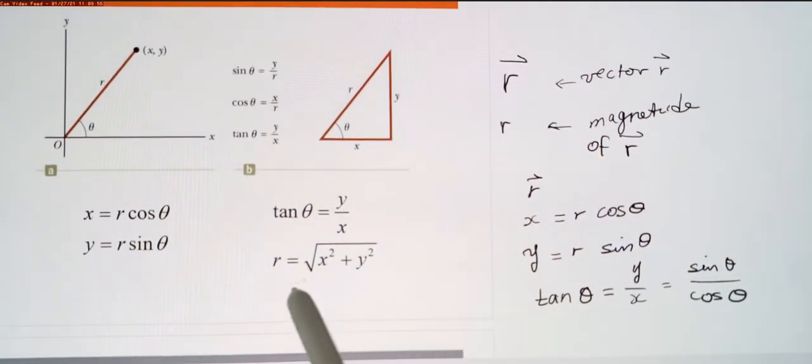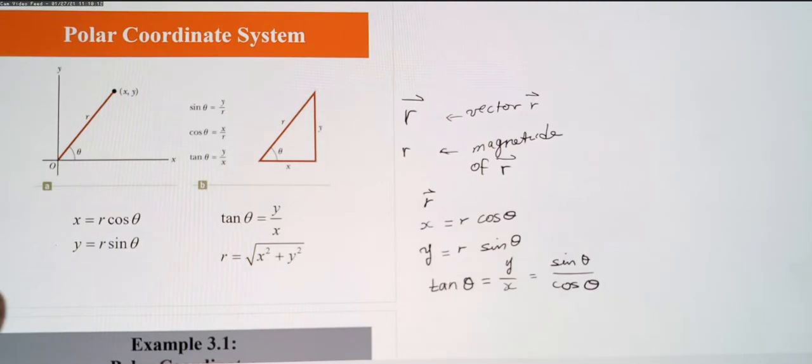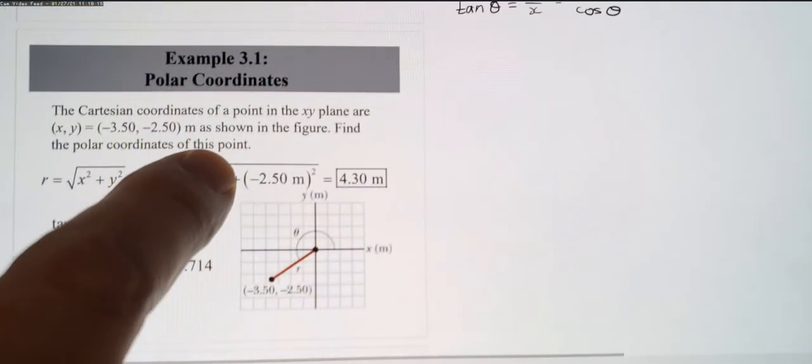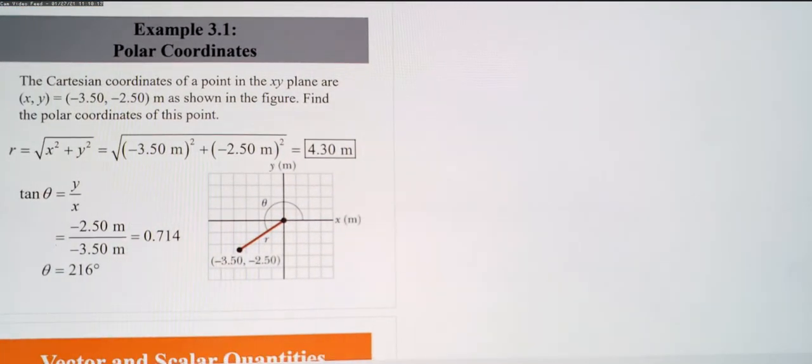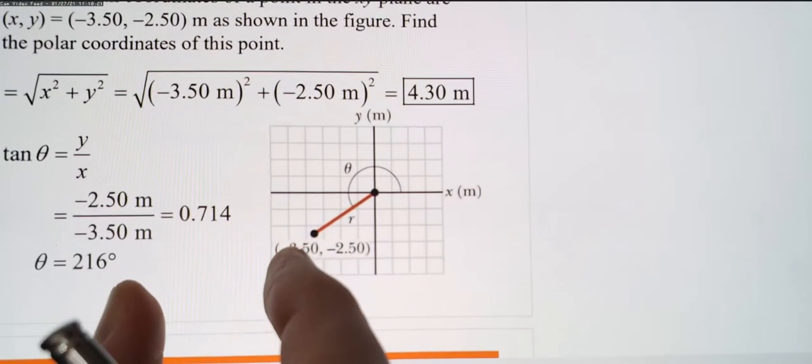The length of R, if we know the x component and the y component, is equal to the square root of x component squared plus y component squared. It will give me the length of my vector. Let's try to solve this example.